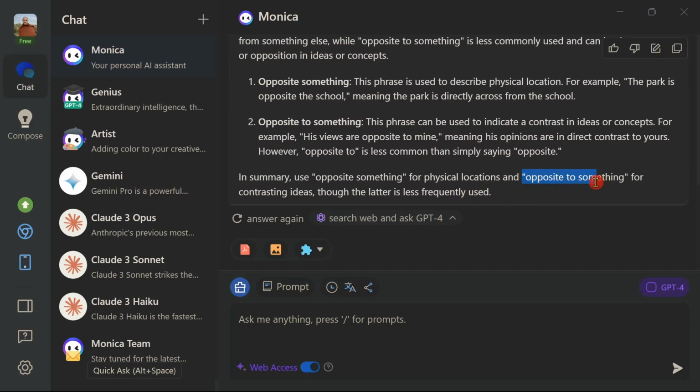I see this. Opposite to. I think for a long time, I used opposite to for locations as well. Maybe it's not correct, you see? His views are opposite to mine, yes. And my problem is when I think in my way, it should be my views are opposite with mine. With mine. I could say like that.